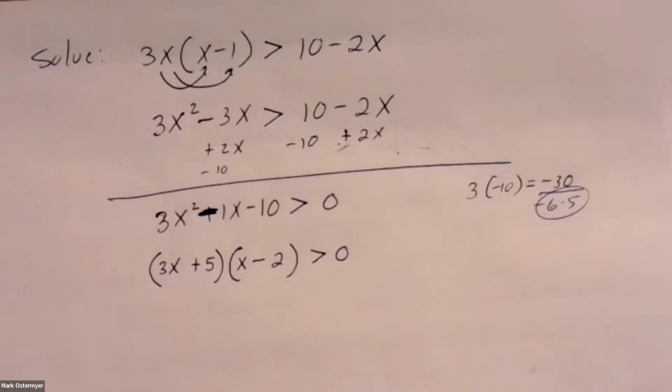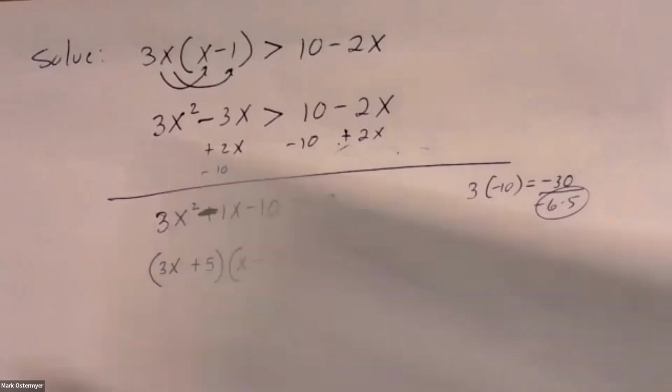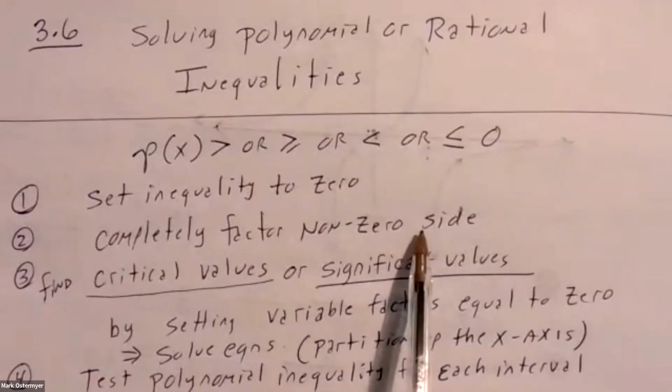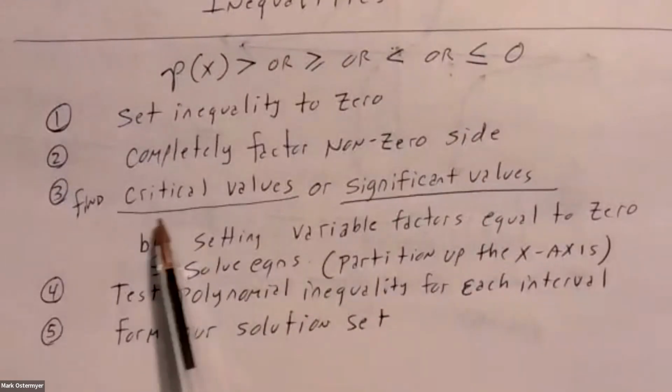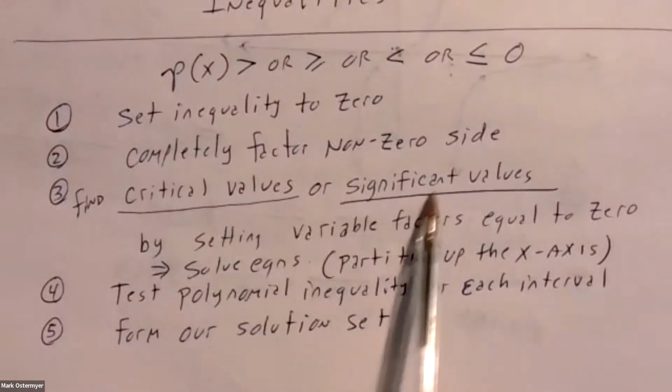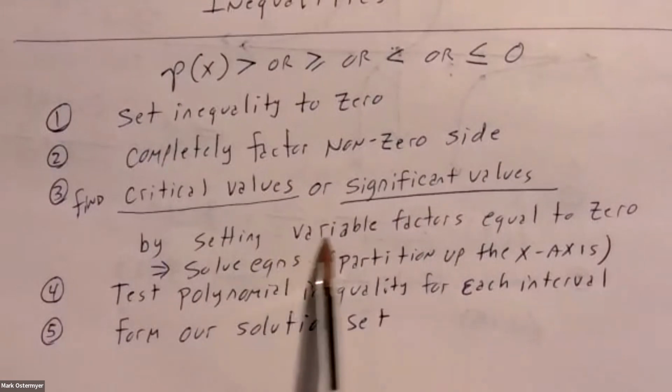All right, I factored the left side completely. What's the next step now? The nonzero side has been completely factored. The next thing is we need to find what are called critical or significant values. These are found by setting our variable factors equal to 0 and then solving the equations.